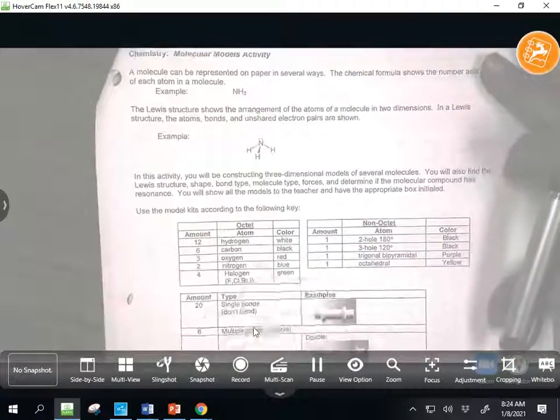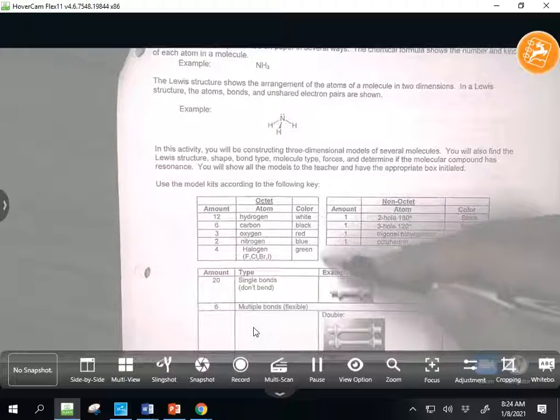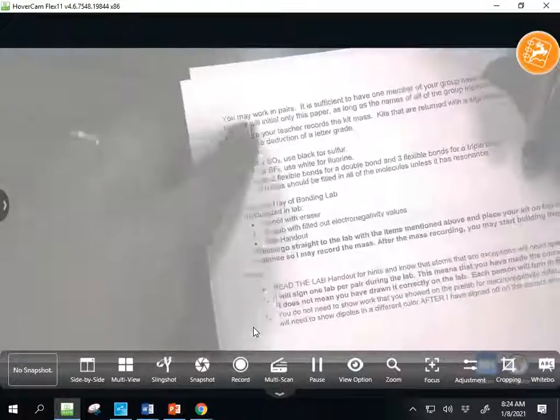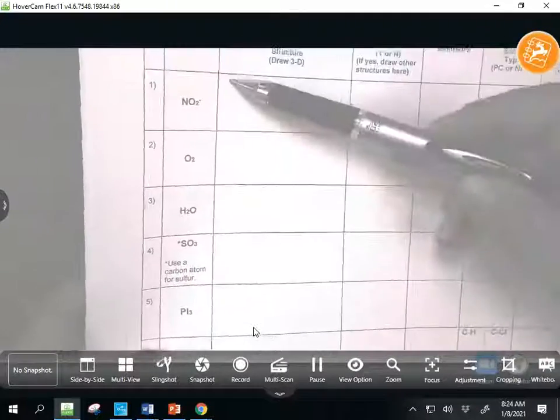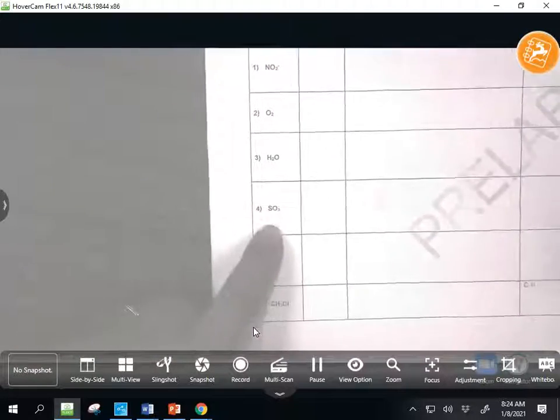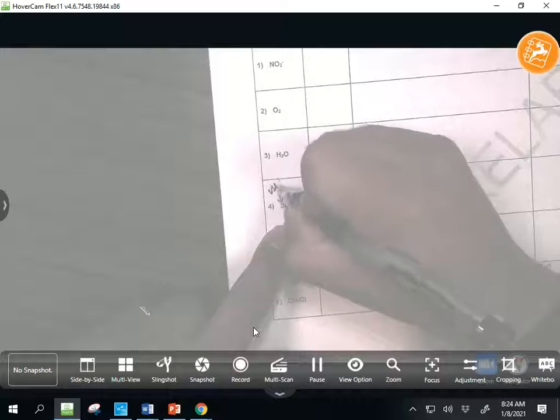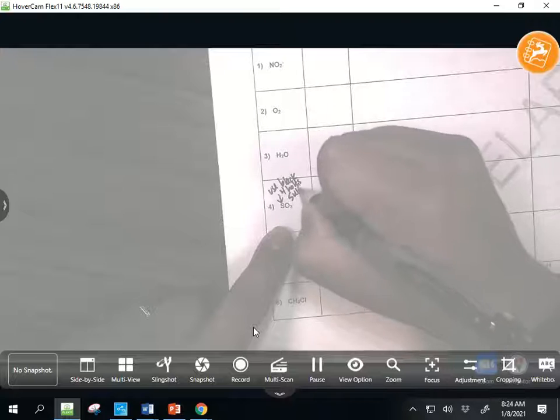Okay, so that is front and back. Another thing you need to do is read over this. Please read over this to make sure you know what colors you're going to need, all right? And then it would help, right, if you put these hints into your pre-lab. So when you use SO3, use black for sulfur. So I would definitely, right over here, SO3, use black, 4 holes for sulfur. Okay, so once again, this is due 8 a.m. on Monday.